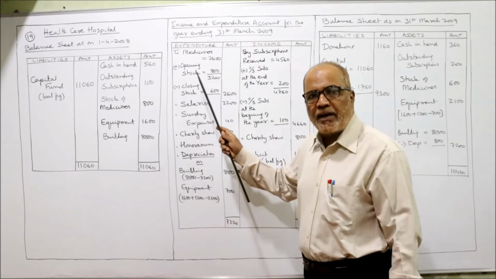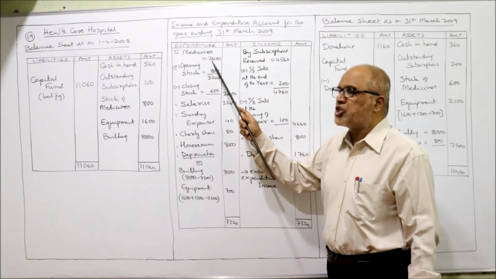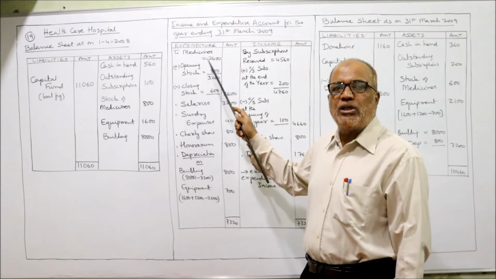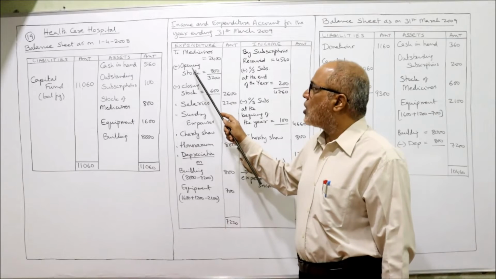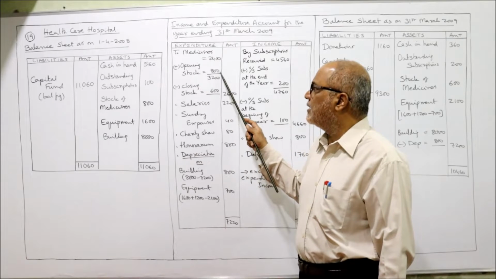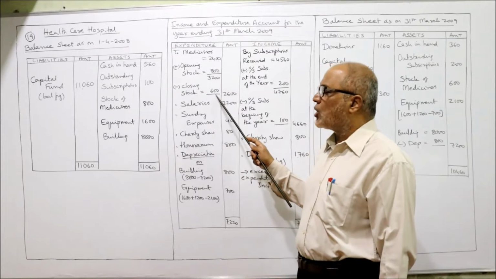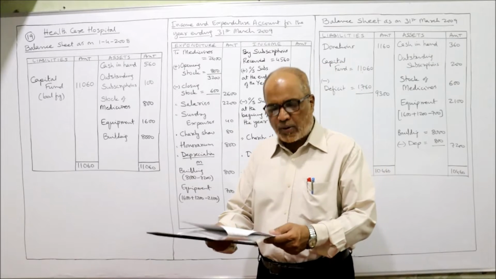So on expenditure side, you can see medicines purchased are 2,400. To this we add opening stock of medicines 800. Then deduct closing stock of medicines. That is the new point in this problem.